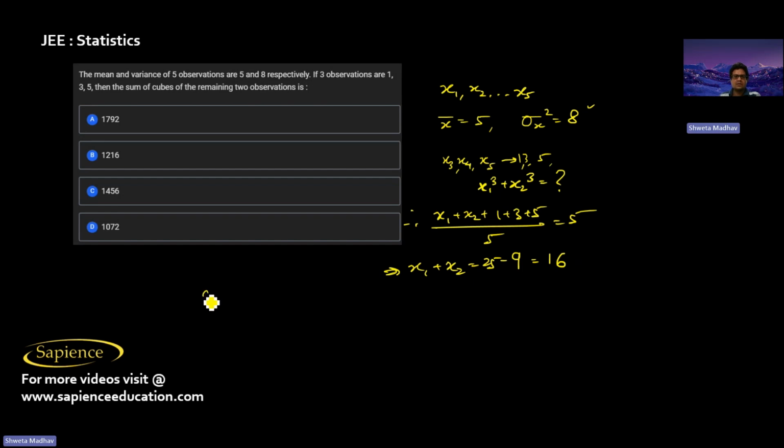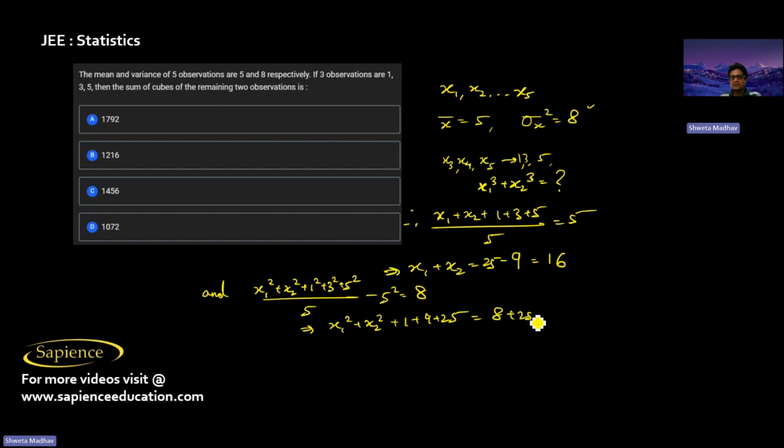Into 16, and the sum of... and the variance will be equal to x1 square plus x2 square plus 1 square plus 3 square plus 5 square, divided by 5 minus the mean square, that is 5 square, that is equal to 8. So therefore x1 square plus x2 square plus 1 plus 9 plus 25 is equal to 8 plus 25 into 5.